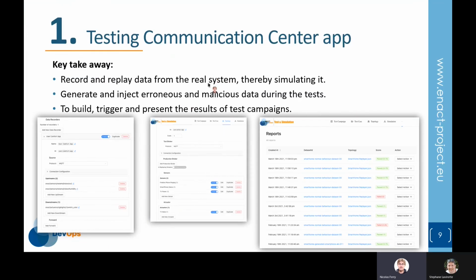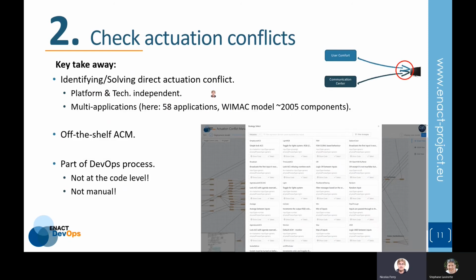our DevOps iteration, and the next step is about understanding if there will be any actuation conflict between the two applications. For that we will use the actuation conflict management enabler, and we will use it to identify and solve a direct conflict.